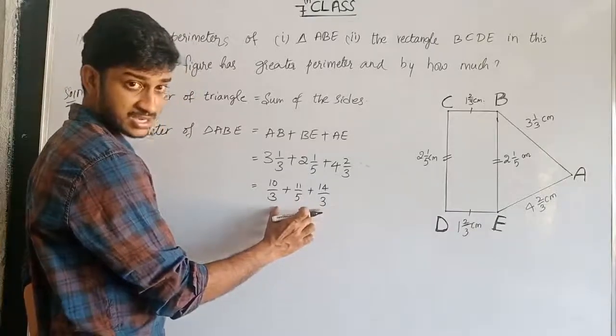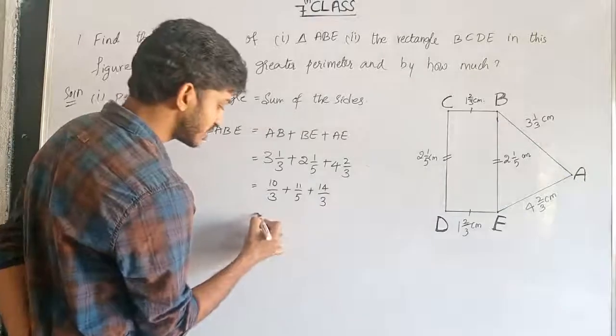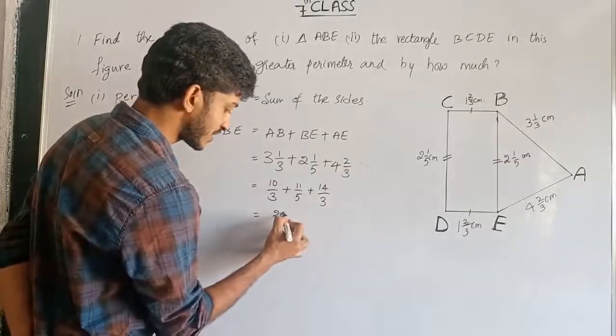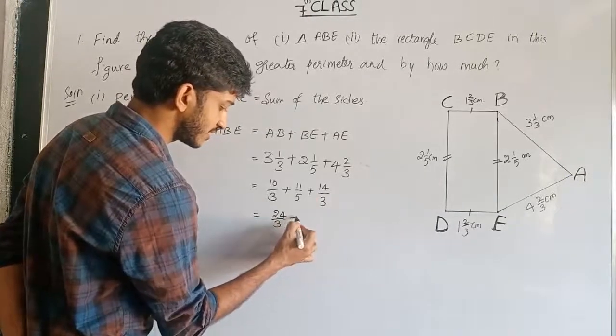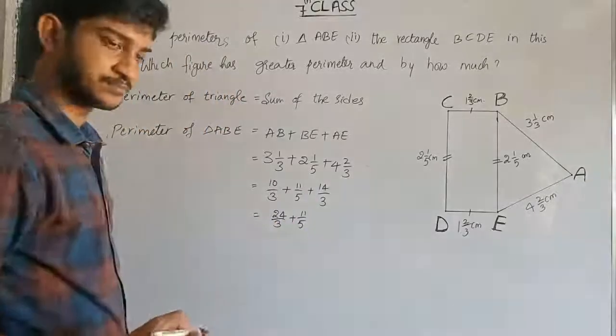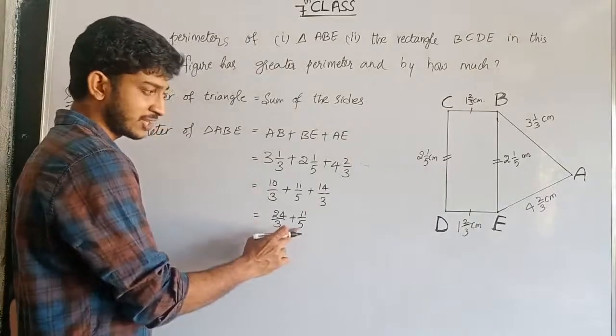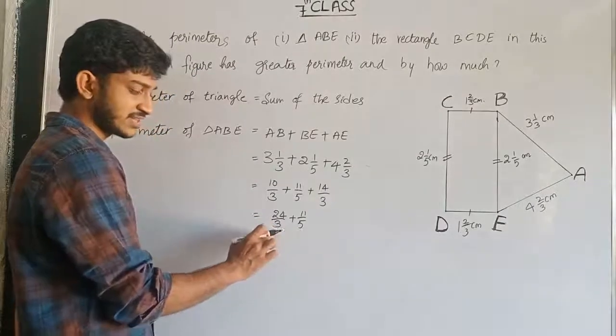These two have denominator 3, means these two are like fractions. That's why I am adding these two numbers directly. That is 10 plus 14 equal to 24. 24 by 3 plus 11 by 5. Okay. So here denominator is 3 and here denominator is 5. So take LCM for 3 and 5.